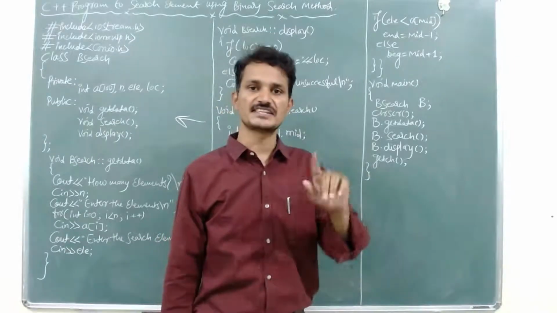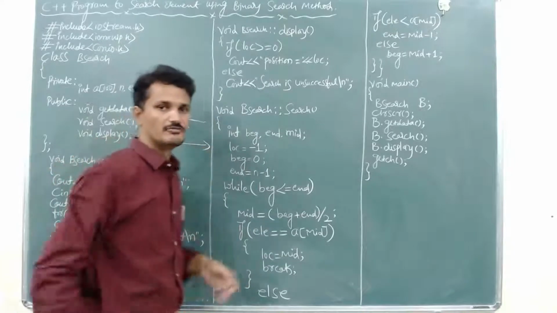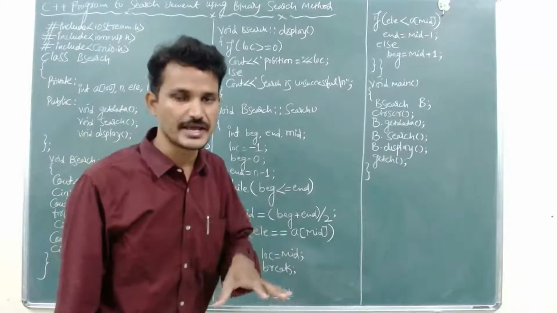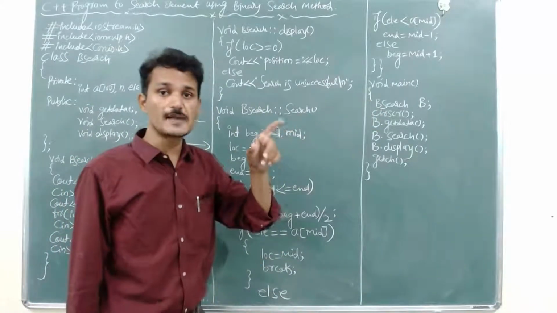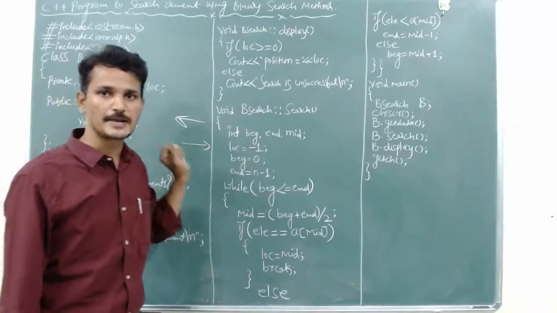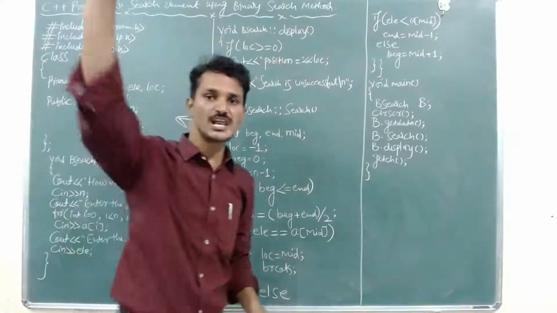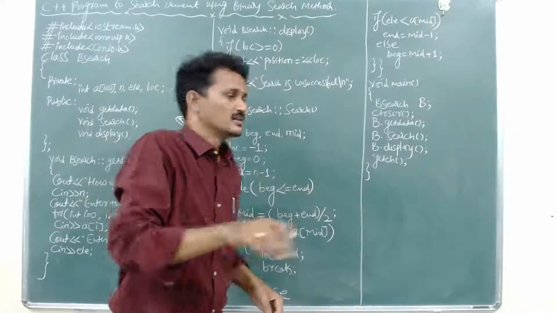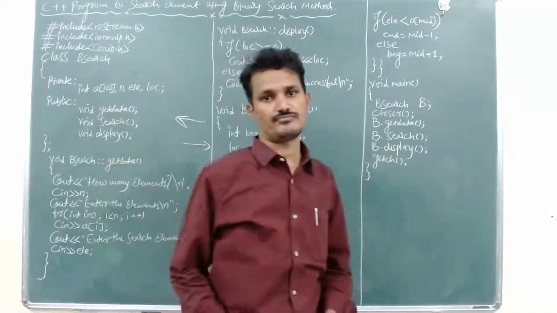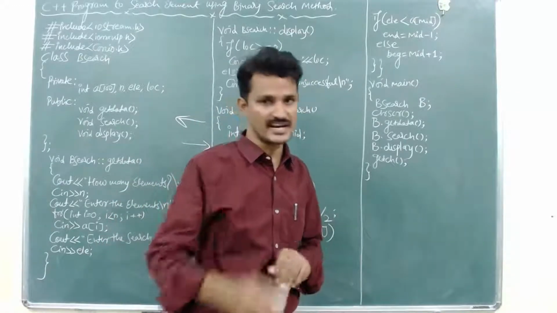Suppose the searching element is greater than the middle element, which means we need to traverse towards the right half of the array. I'll repeat once again. If the searching element is less than the middle element, then continue towards the left half of the array. If the searching element is greater than the middle element, then continue towards the right half of the array. These are the sequence of steps to be followed based on the conditions.